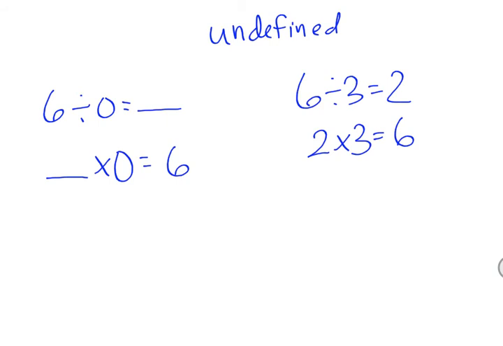Now, any number you multiply by 0 gives you 0. And 6 is not 0. There is no number in existence that will do this. This number is not defined. It is undefined. So when you are answering a question that has you divide by 0, you will simply say undefined. And undefined means there is no answer. It is not possible to divide by 0.